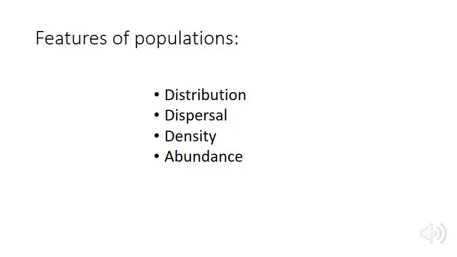So when we study populations, there are certain attributes of those populations that we can study effectively and compare between species, between regions, and so on. Those are the distribution of populations, the dispersal of individuals within and between populations, the density of individuals within populations, and the abundance of species. So the first one we're going to focus on is distribution.